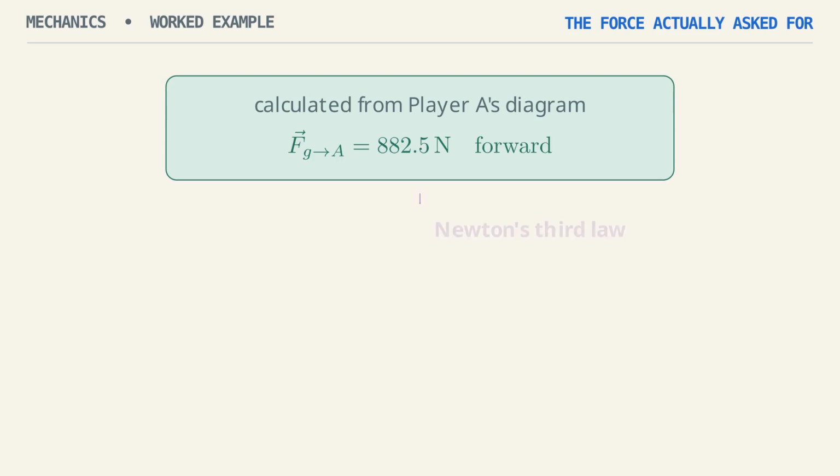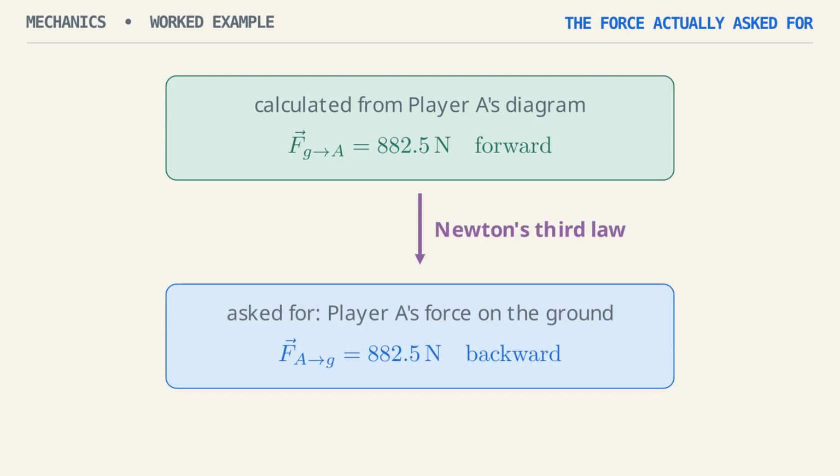Be careful. Our equation found the force of the ground on player A, but the question asks for player A's force on the ground. Those are another Newton's third law pair, so they have equal magnitude and opposite direction. Therefore, player A exerts a force of 882.5 newtons backward on the ground. The ground exerts the same magnitude forward on player A. The requested answer is the first of those two directions.